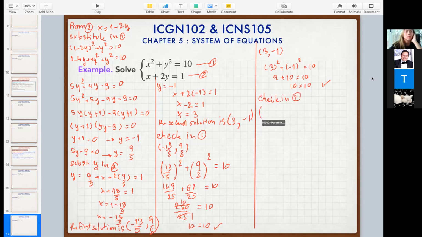So we check negative 13 over 8 and 9 over 8 first. Then we have x, negative 13 over 8 plus 2 times 9 over 8 equals 10 or not. Negative 13 over 8 plus 18 over 8 equals 10 or not. Oh, sorry, it's equal to 1, not to 10.